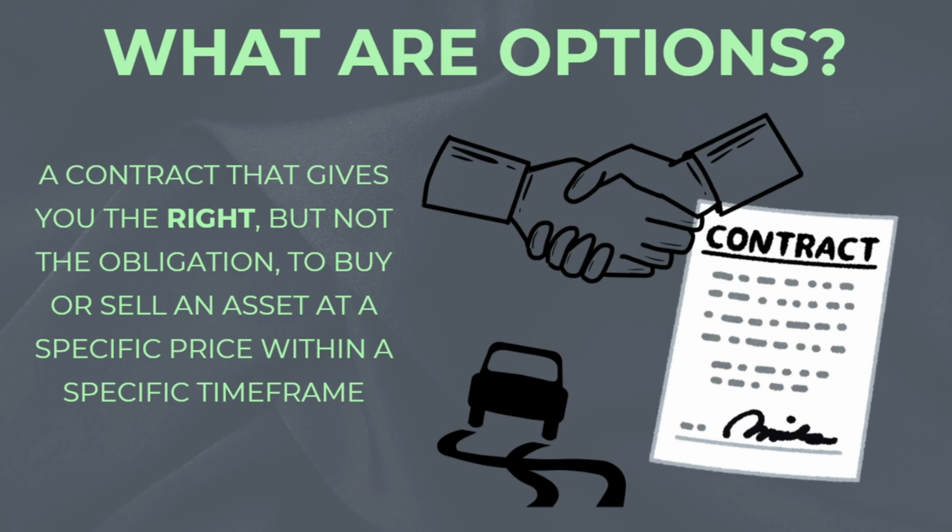So first off, what are options? I'm going to give you guys a textbook definition, but then we're going to talk about it a little bit more pragmatically. An options contract gives you the right, but not the obligation, to buy or sell an asset at a specific price within a specific time frame. That's not a very helpful definition.